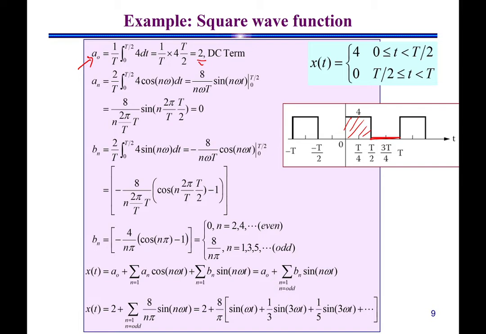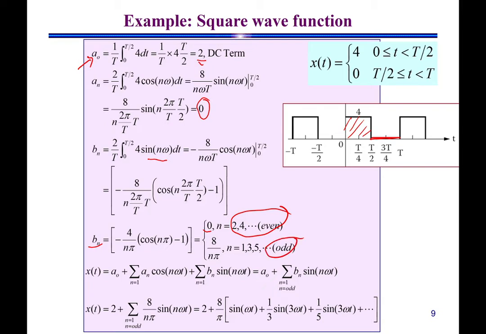Now we would like to find the an term. This is the equation for the an term: 2 over T, from 0 to T over 2, the function is 4, and we multiply it by cosine. If we take the integration, we find that an will be 0. Now let us find bn. We take the function multiplied by sine. We're going to end up with this equation, and in this equation the value of bn will be 0 for even harmonic, and the value will be 8 over n pi for the odd harmonic.